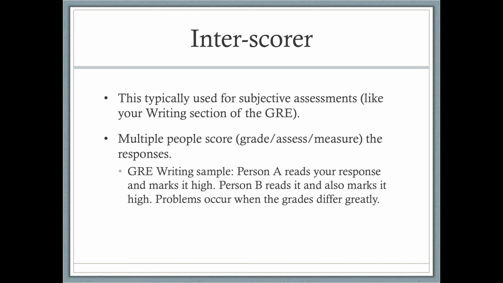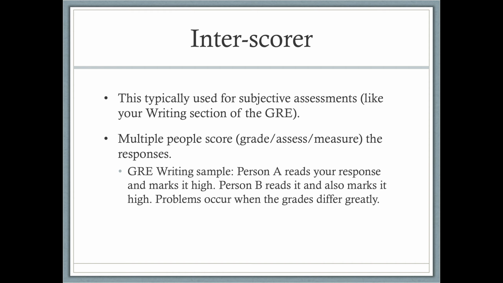Interscore is for more subjective things. So if you took the GRE and you did the writing portion, this is how it was assessed, right? So you write something and 2 or more people read it, and we would hope that they come reasonably close to the same determination, right?